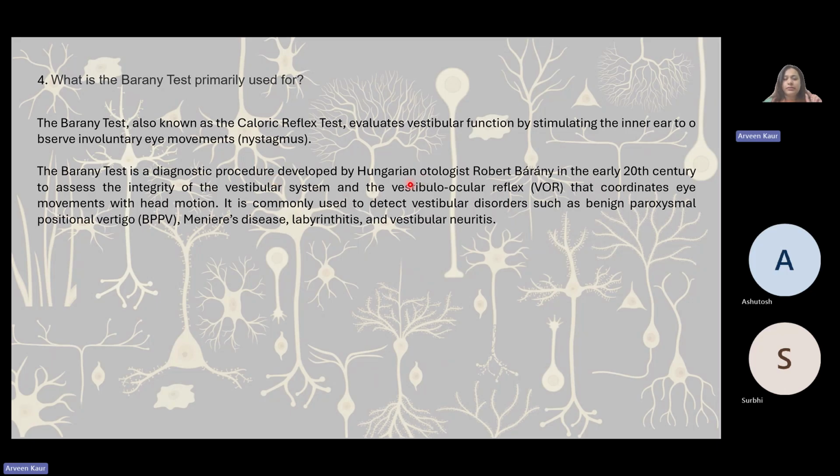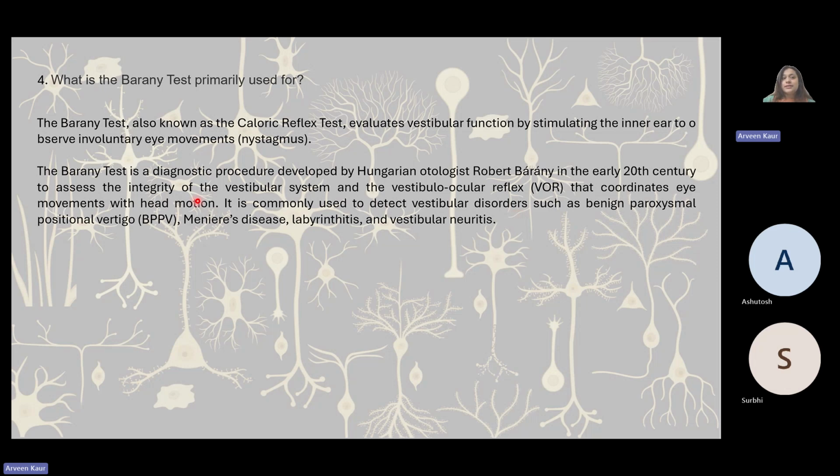An otologist is somebody who has something to do with the ear, right? The doctor of the ear, specifically the inner ear. The test was also developed by Robert Barany in the early 20th century to assess the integrity of the vestibular system and the vestibulo-ocular reflex, which is known as VOR, which coordinates eye movements with head motion, right? So what does that mean?